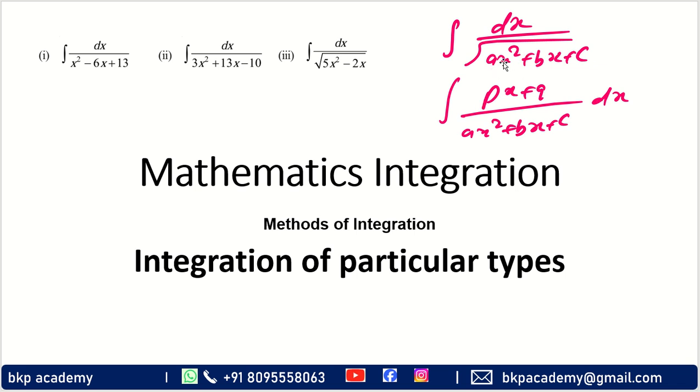What is the process of proceeding to convert them into, let's say, square root of x square plus a square, or square root of x square minus a square, like that. So let's start with each one of the types one by one. So let us say question 1 was the type of integration dx by (ax square plus bx plus c). So how to solve this type of question?